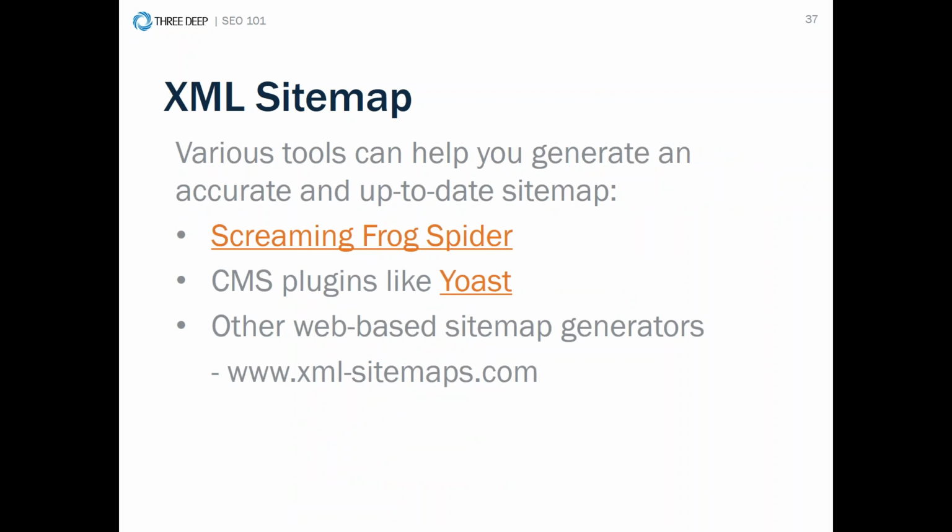If you have a site that has a static sitemap and you don't update your content very often, Screaming Frog Spider is a great tool that I use to crawl sites, but it also outputs sitemaps for that site, and you can generate that really easily with that tool. There are also plugins. I mentioned Yoast before for robots text, but it's also a great tool to use for your sitemap. It can automatically update your sitemap as you add new pages or new blog posts to your site, so you don't ever have to think about it. I highly recommend going that way if you have, for example, a WordPress site. And there are other web-based sitemap generators out there. I've used xmlsitemaps.com in the past. They're okay, but again, if you have the opportunity to get a plugin, I would go that route.